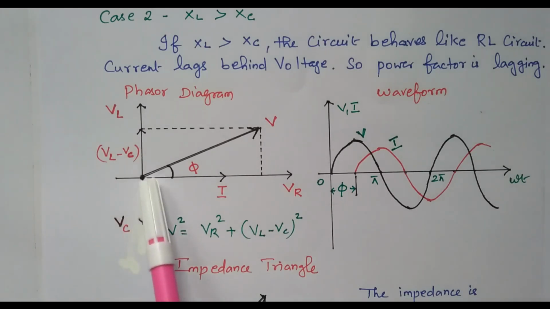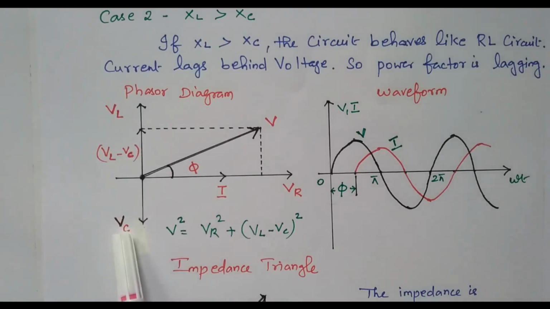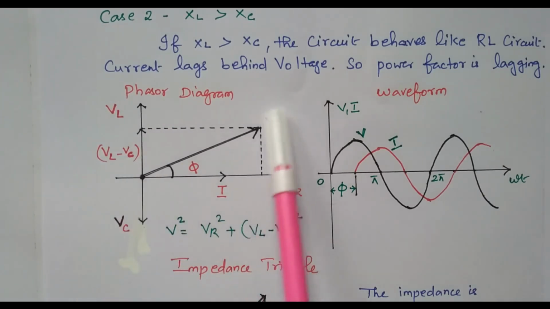So here the current is taken as reference, the voltage across the resistor is in phase with the current, the voltage across the inductor leads, and the voltage across the capacitor lags. The difference between these two is nothing but VL minus VC, because VC is lesser and VL is more. The sum of these two voltages is the total voltage V. That is given here.